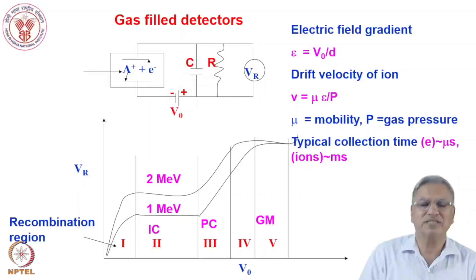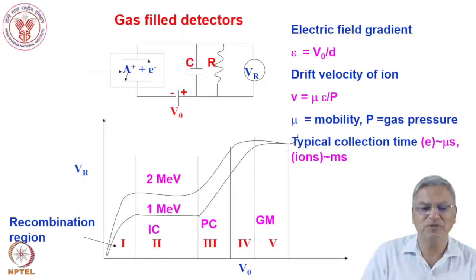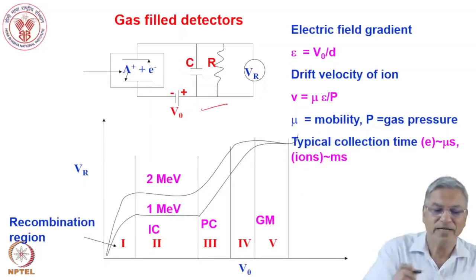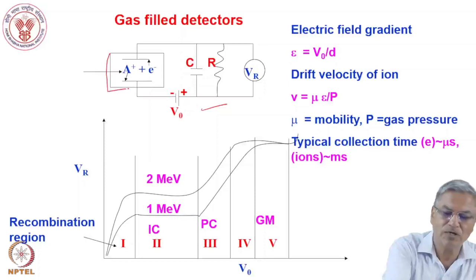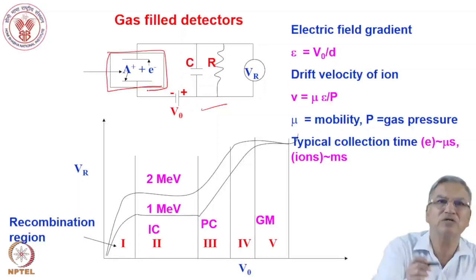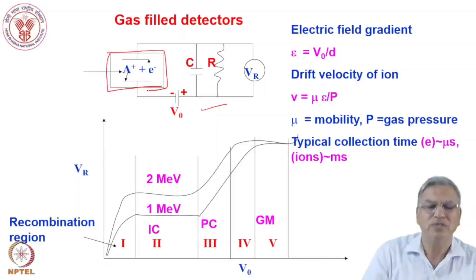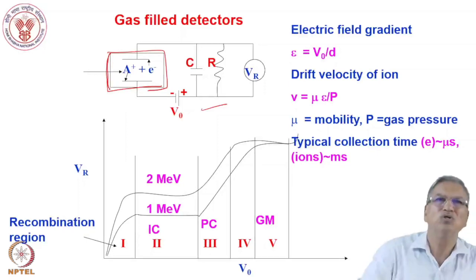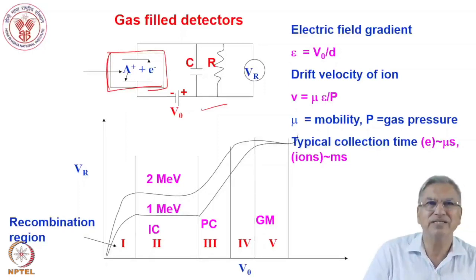The basic principle of gas filled detectors is schematically explained using this diagram here, where we have a rectangular geometry of the gas filled counter. It could be a tube, it could be a rectangular box which contains two electrodes, namely cathode and anode. And you have to have some window through which the radiation can enter the chamber.